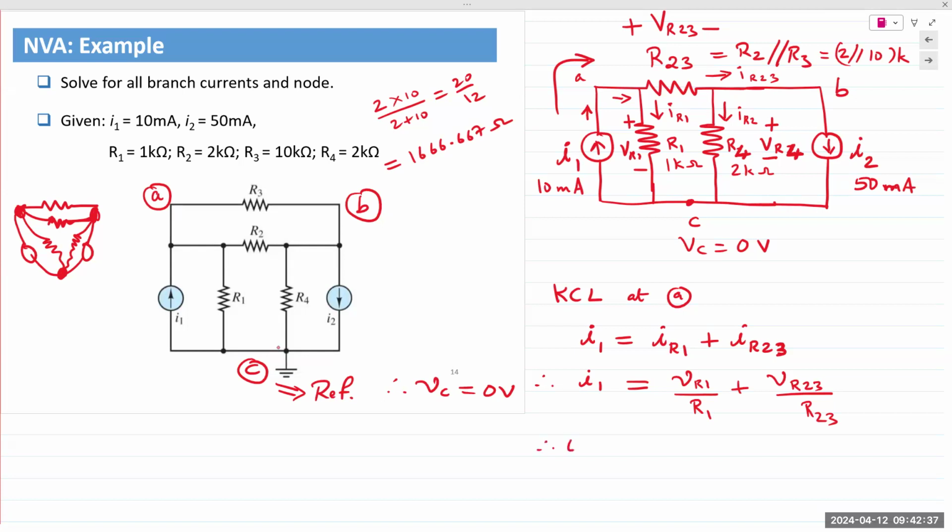This is 10 milliamps, so it's 0.01. And VR1, I'm ready to express in terms of the node voltages. VR1 is the voltage across resistor R1. R1 is connected to A and to C. So it would be VA minus VC divided by R1. R1 is 1000. I'm going to go ahead and plug in those values. And then VR23 would be VA minus VB.